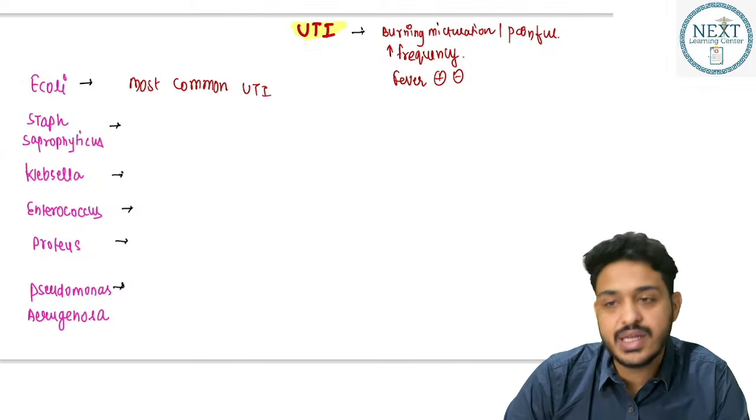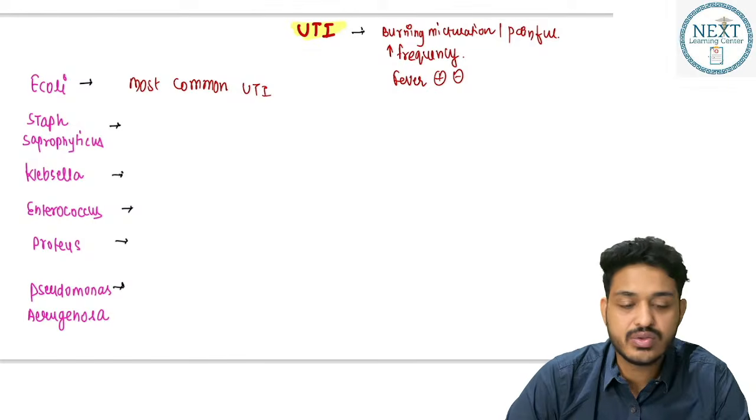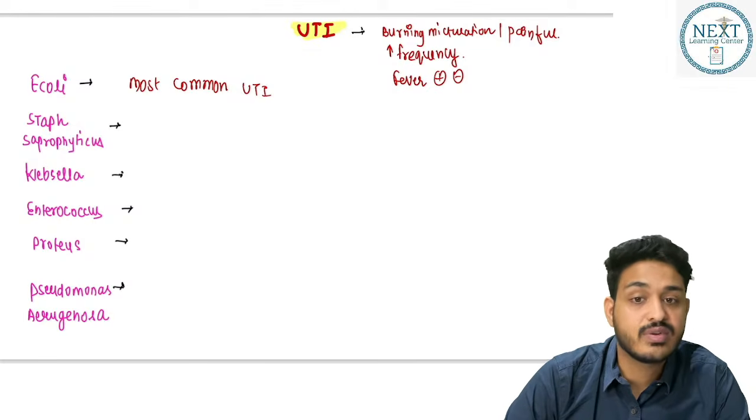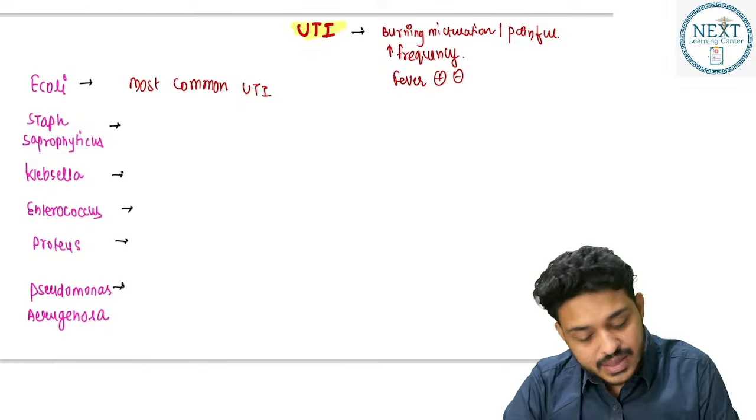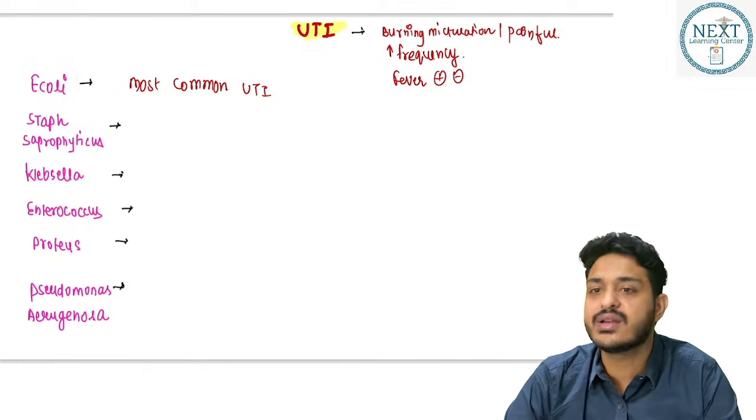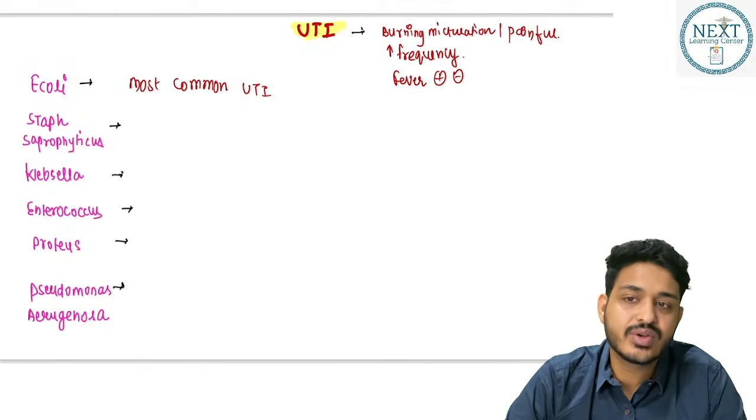This is going to be E. coli, right? And for E. coli, you can use what? Simple drugs. You can use norfloxacin, nitrofurantoin. This is going to kill this particular E. coli infection, and you will be fine, right? So this is going to be what?